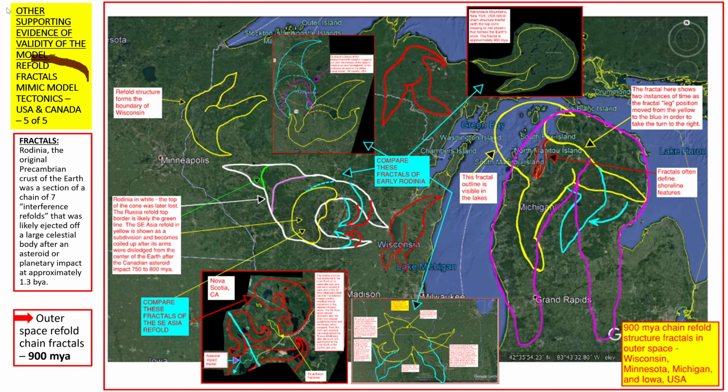Okay, once again, refold fractals mimic tectonics, USA and Canada here, different fractals. We did discuss this same exact slide before, but just in the context of tectonics, basically the action of the incoiling of the arms of Rodinia here. Well, really the Southeast Asia refold section of Rodinia and how it mimics this tectonic action below here in the insert. So this one is USA here on top, and this is Nova Scotia on the bottom.